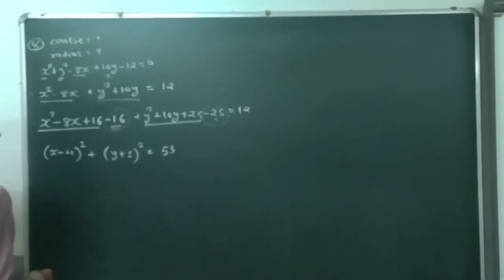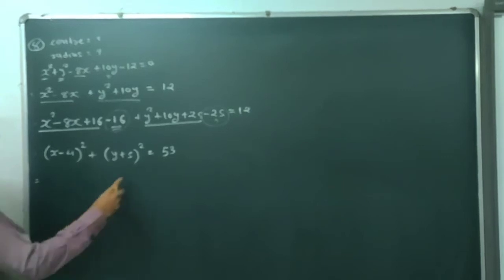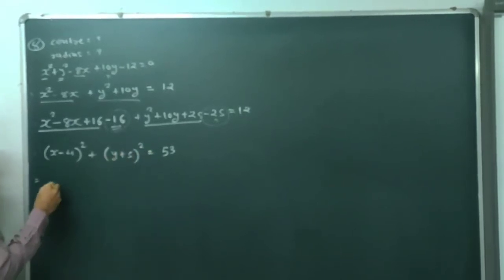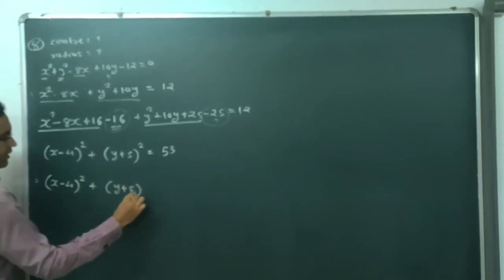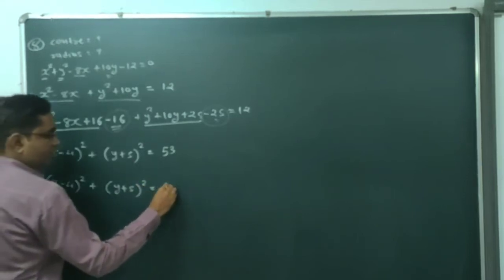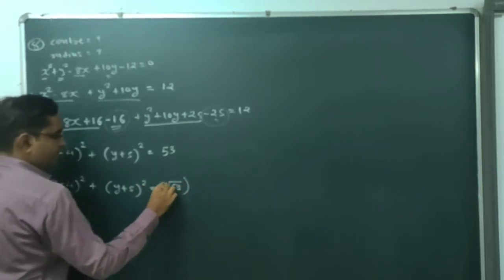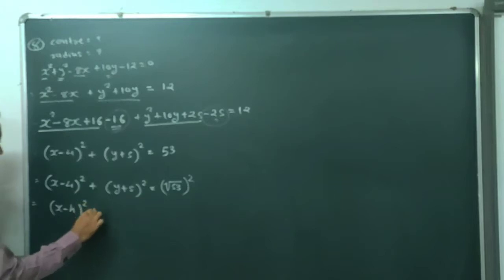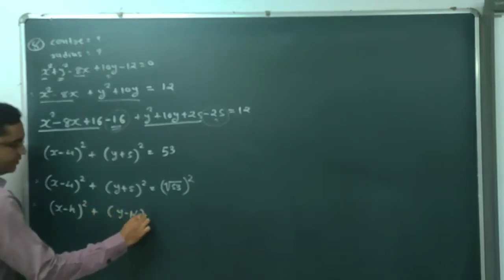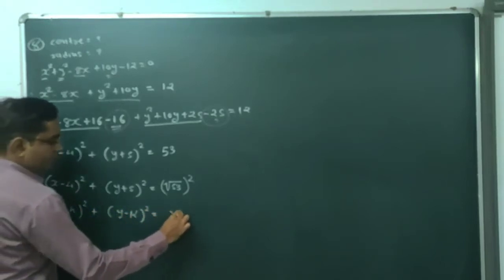Done. So this 53 can be written as square root of 53 whole square. So x minus 4 whole square plus y plus 5 whole square equals square root of 53 square. This is the equation equivalent to the standard form: x minus h whole square plus y minus k whole square equal to r square.